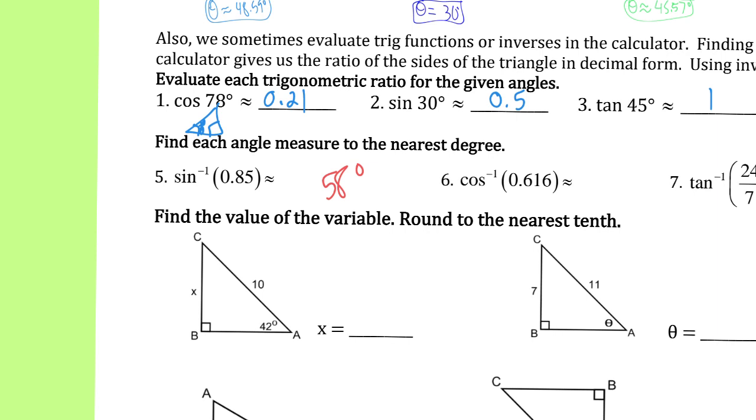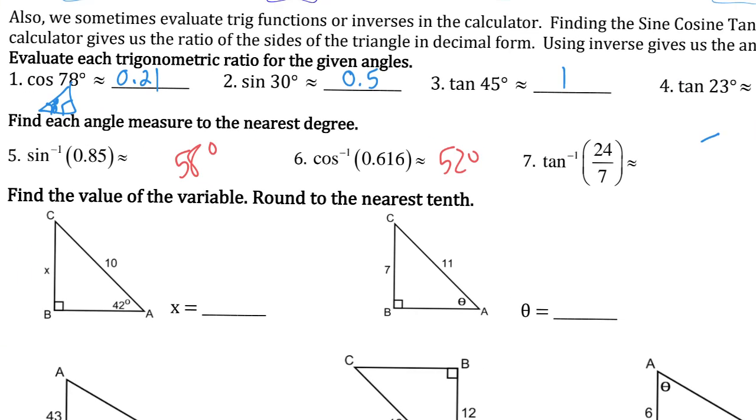Okay, it's like, tell me whose angle gives this answer for cosine. And so this would be about 52 degrees. And the last one is going to be about 74 degrees.